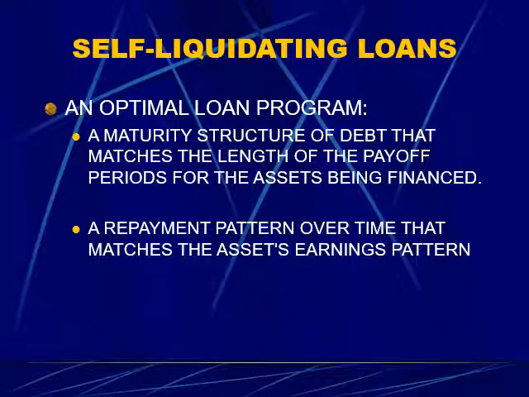We've mentioned self-liquidating loans before. One of the things that we need to talk about is the fact that for a loan to be optimally structured, the maturity structure of that loan needs to match the repayment capacity of the assets that are being financed. In other words, a repayment pattern over time that matches the earning potential of those assets. And the structure of these loans really depends upon what the purpose is.